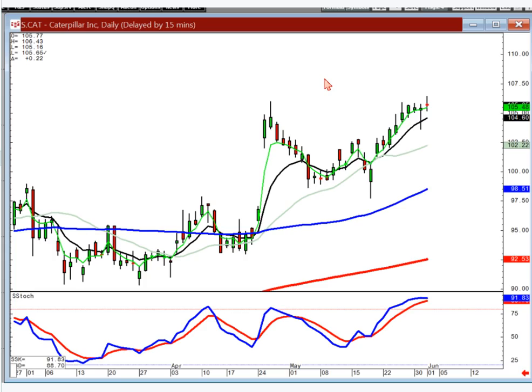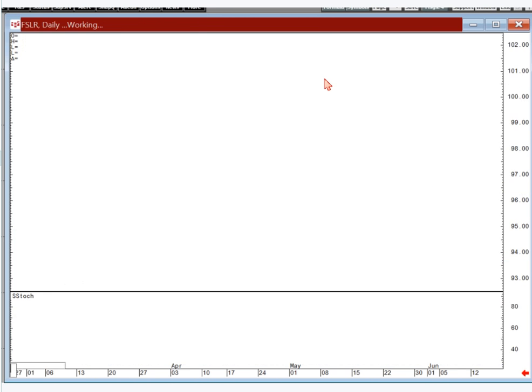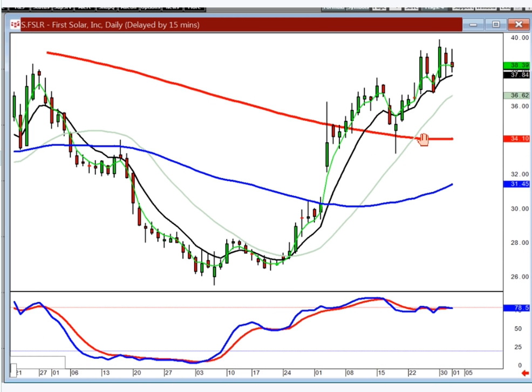First Solar. Just stay long, as long as it doesn't close below the T-line.